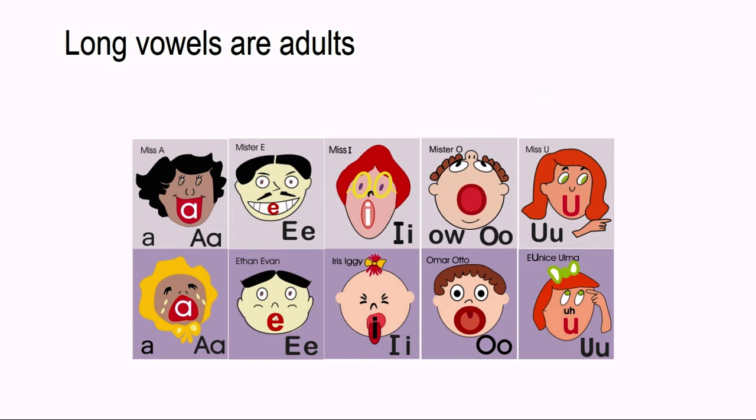So the faces are very similar to each other. The babies and the adults look like each other, and they have the same letters in their mouths, but the sounds are different from each other, but associated with each other. And that makes it relatively easy for the kids to understand the concept of a short vowel versus a long vowel and what those sounds are like.